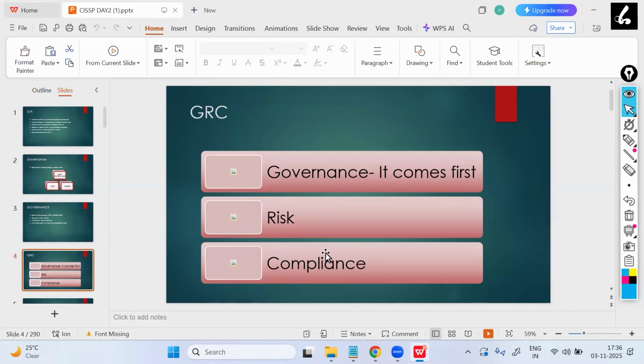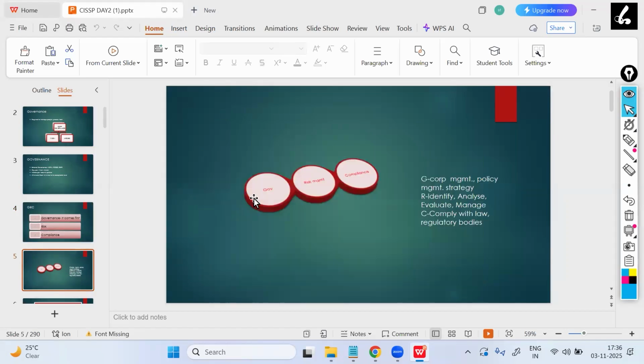Compliance means to abide by something. It can be the internal rules and regulations that I need to abide by. It can be the external government rules that we need to follow. You must be already aware of things like GDPR. These are the external regulations that all organizations need to follow anyhow. So under governance, we have corporate management, policy management, strategies, procedures, all those things.